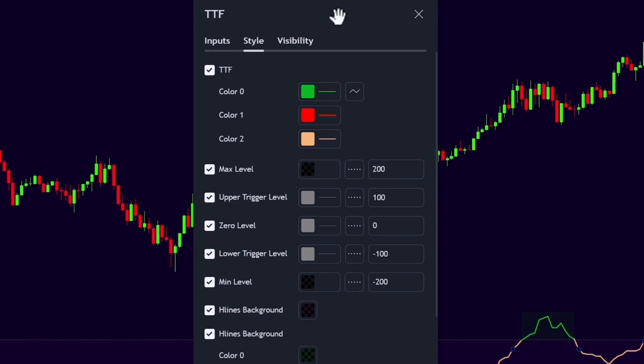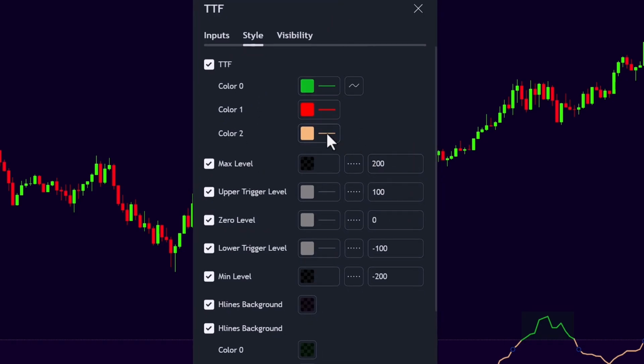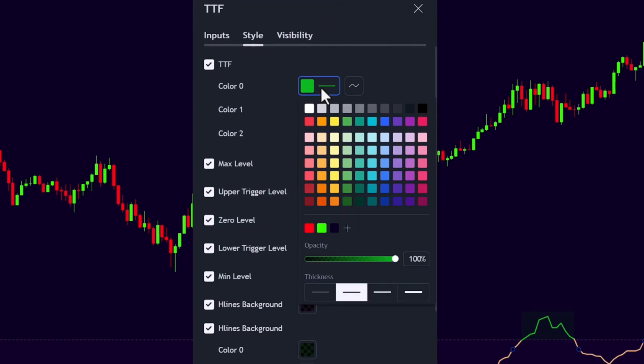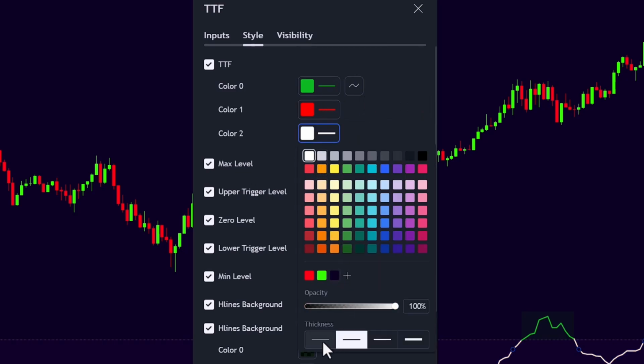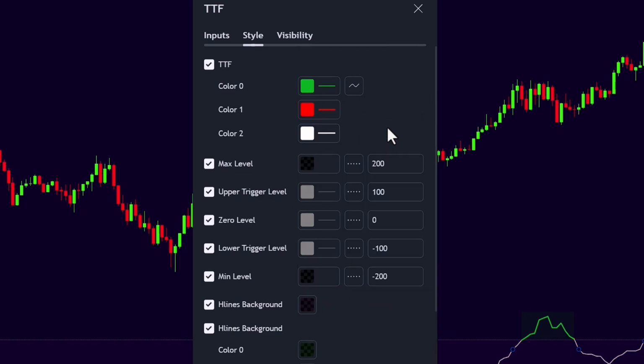Now head over to the style tab where we'll give the TTF line a visual boost. Set the TTF color to green, red, and white to indicate bullish, bearish, and neutral zones. Feel free to play around with the line thickness and transparency to make it stand out more on your chart, adjusting it to suit your personal style.